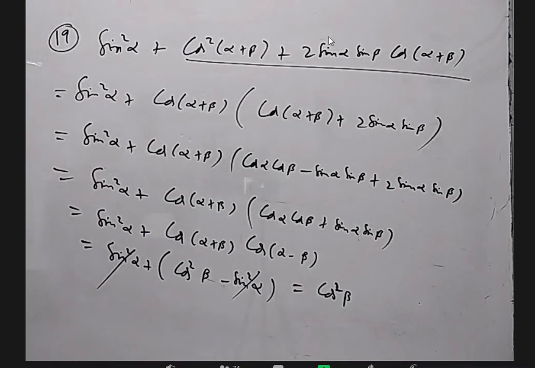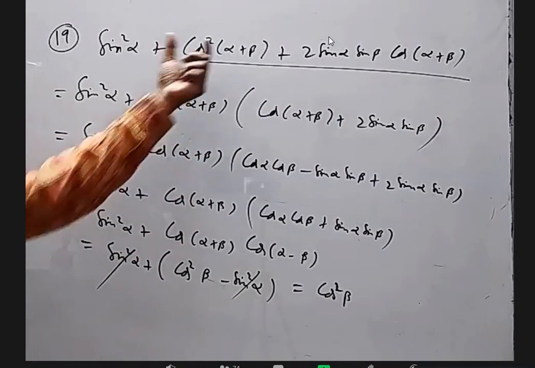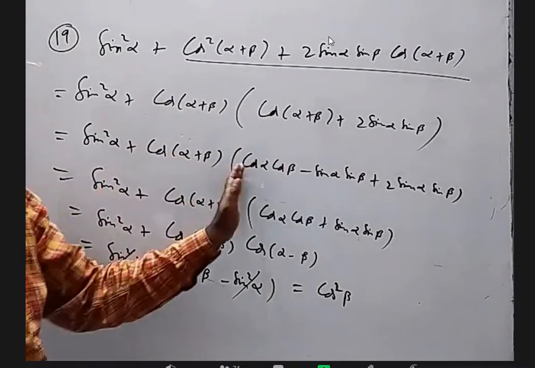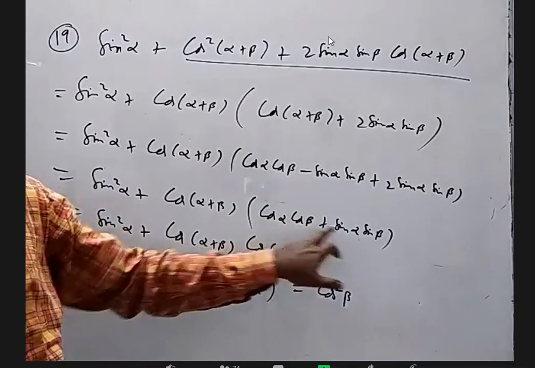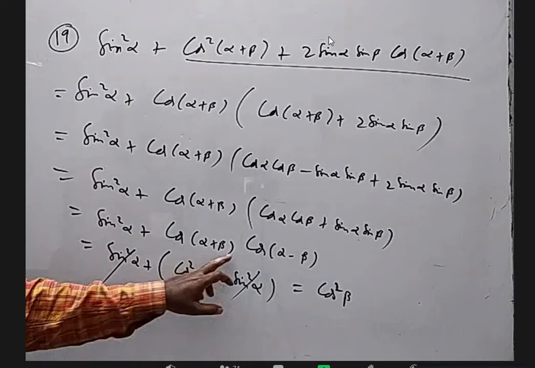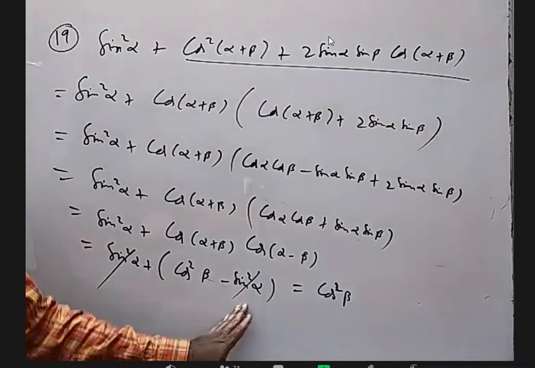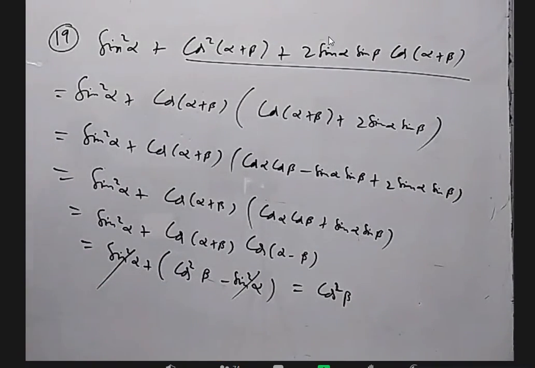Okay, trigonometry, if you get the idea, it's very easy. Otherwise, it looks like where to start. With practice only, it will come. There's no other way. So from this and this, I can take cos alpha plus beta common, extra cos alpha plus beta, 2 sin alpha sin beta. Cos A plus B is cos A cos B minus sin A sin B. This and this together. Now cos A cos B plus sin A sin B is cos A minus B. From here to here, cos A plus B into cos A minus B is cos square A minus sin square B or cos square B minus sin square A. This and this are same. We got cos square beta.